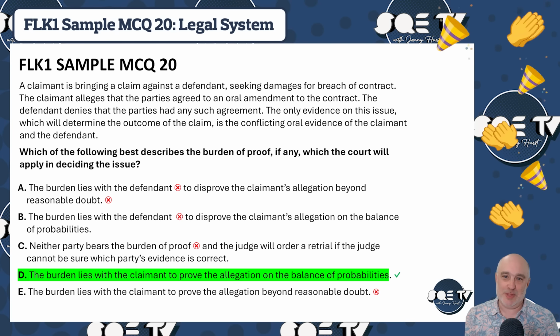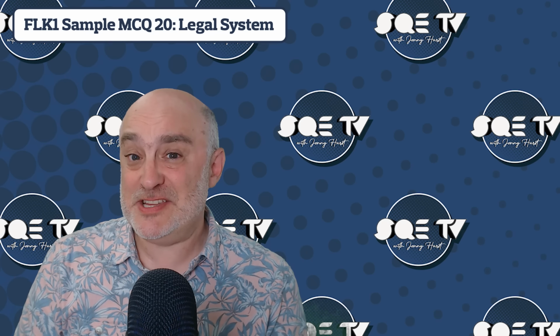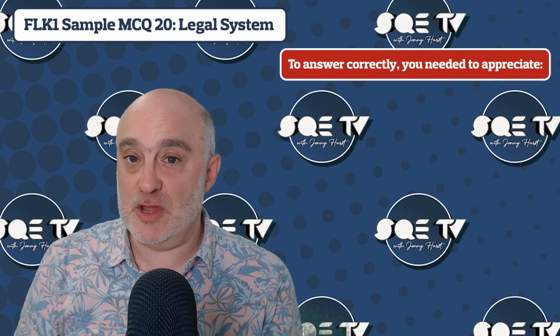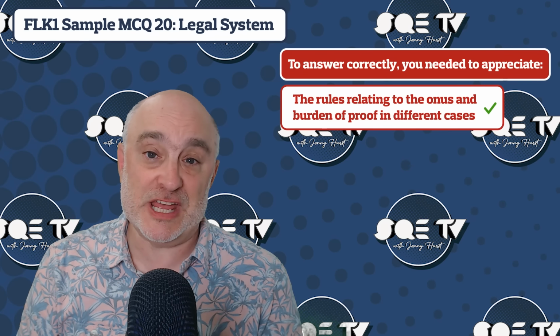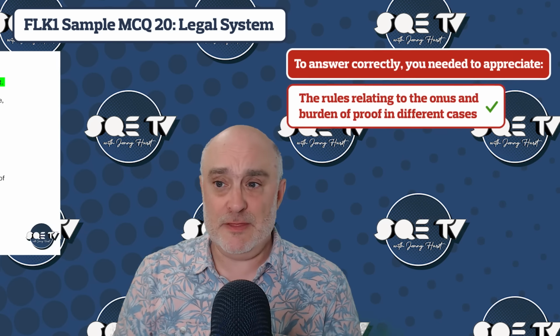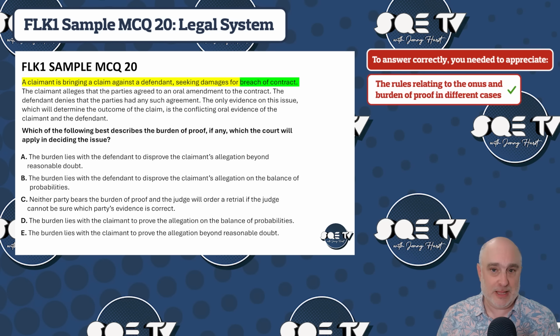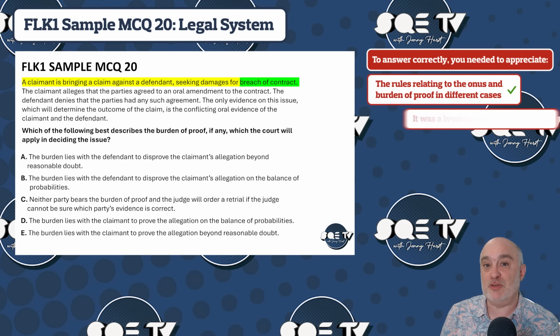So, how do we get there? To get this answer right, you had to have a really good understanding of what the onus of proof was and what the burden of proof was in the context of the fact pattern. And the fact pattern was telling us that a claimant's bringing a claim against a defendant seeking damages for breach of contract. So that was one of the first key points. It was a breach of contract claim.